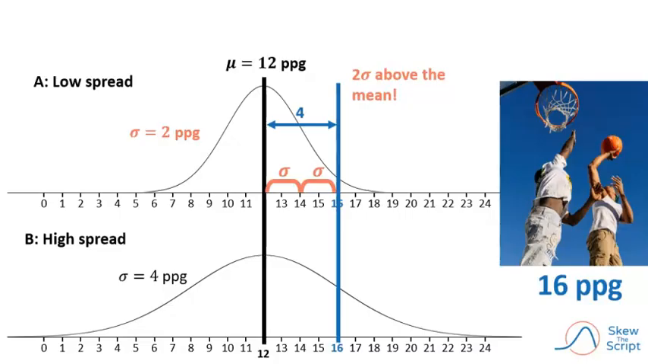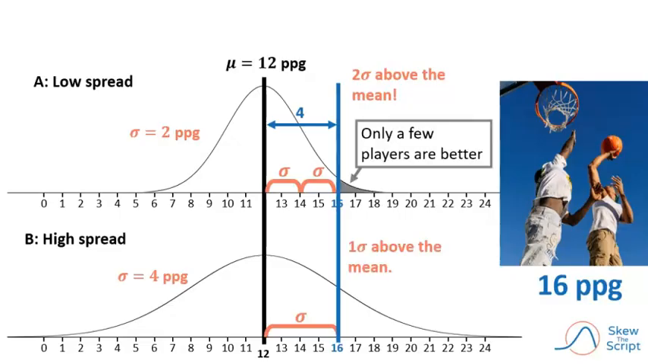Now we said previously 2 standard deviations above the mean is pretty good. That means that in the other league, he's only 1 standard deviation above the mean. He's still 4 points above the mean, but only 1 standard deviation above the mean. That's not as unusual.